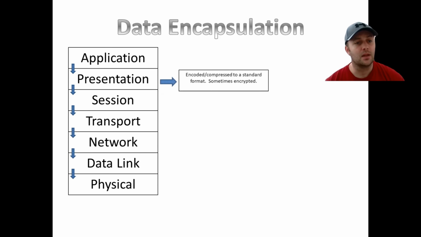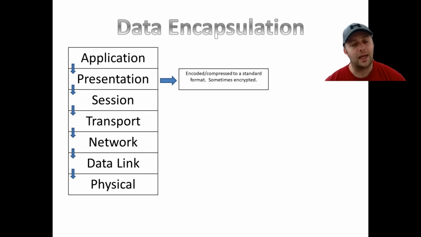So let me show you what I mean. The application will hand it off to the presentation layer when it's ready to send that data. The presentation layer is going to be where the encoding and the compression, and if you're doing any encryption, that's all going to take place, right? So the presentation layer really presents it, or gets the data ready for presentation in a standardized format that comes with the encoding and the compression.